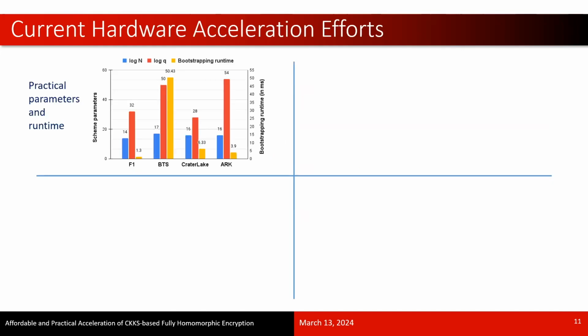On this first plot, we have the scheme parameters and the bootstrapping runtime. If you look at this plot, F1 has the smallest parameters and the least bootstrapping runtime, but it is not very useful due to the support for only small parameters and unpacked bootstrapping. Only a single slot of the ciphertext is used in this implementation. Then, out of the remaining three implementations, ARC has the least bootstrapping runtime with practical parameters. However, due to differences in parameters, it is not fair to compare the bootstrapping runtime in a straightforward way.